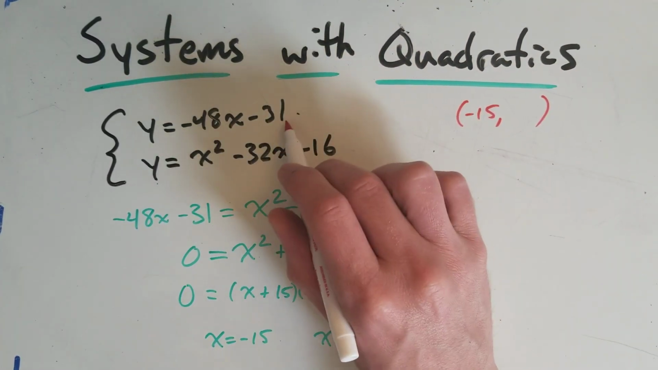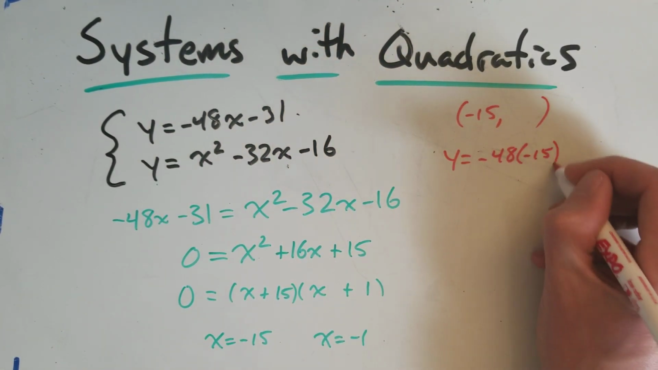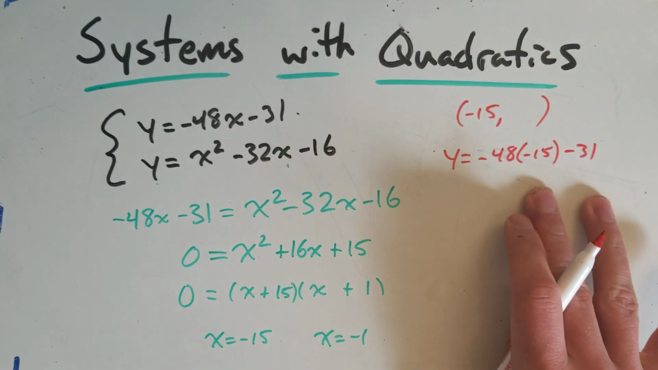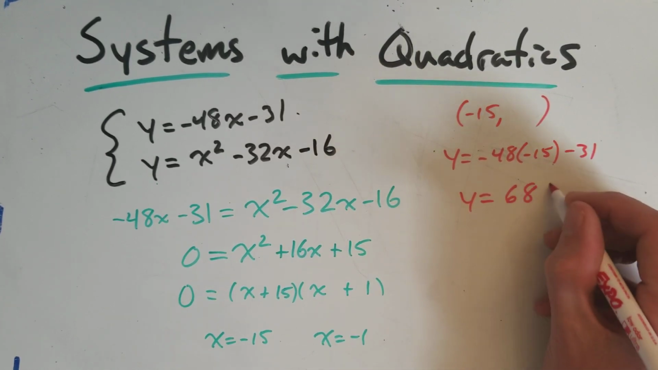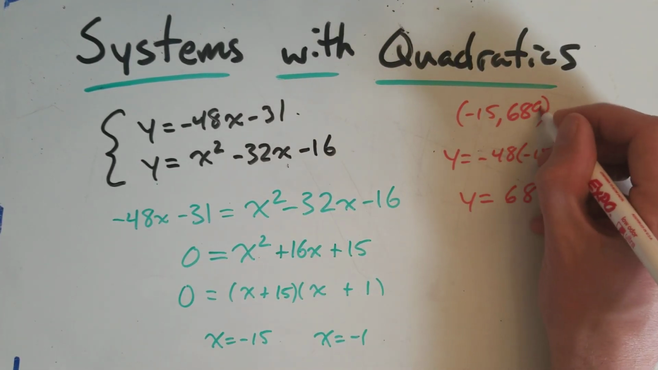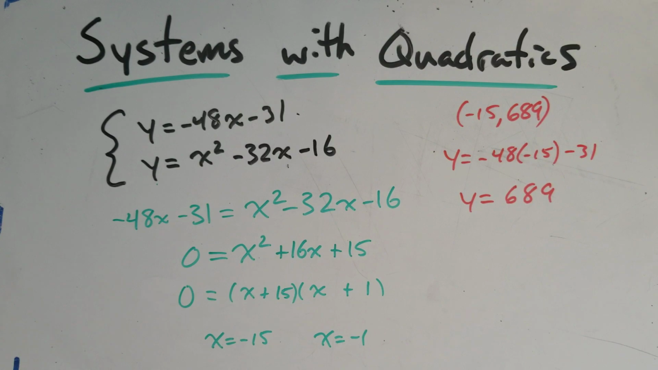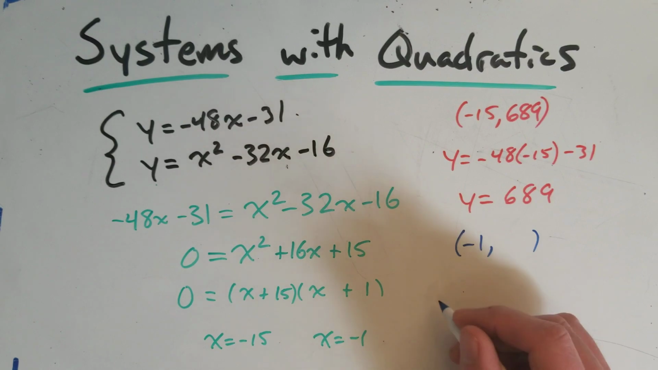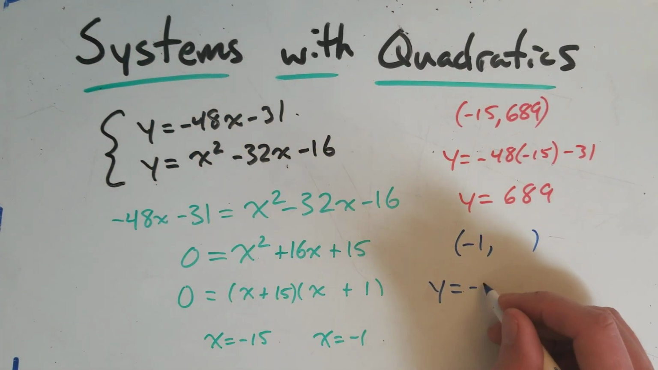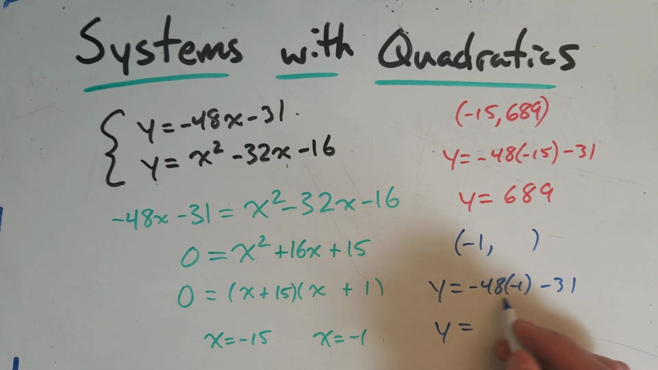You can go back to either equation. I'll go to the linear right here. y equals negative 48 times negative 15 minus 31. And when we go ahead and calculate this out, we're going to end up with 689. Really big number, but that's one of the points of intersection. And then we can look for the other point of intersection. To do that, when x is negative 1, we need to find the y value. So y equals, I'll go back to that linear, negative 48 times negative 1 minus 31. So positive 48 minus 31, we should get y is 17.